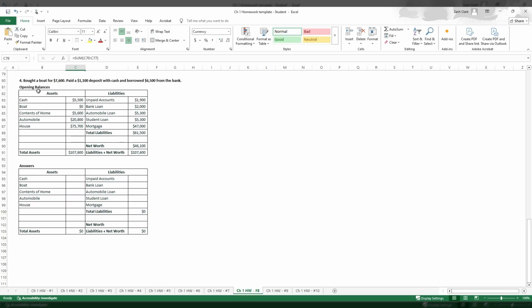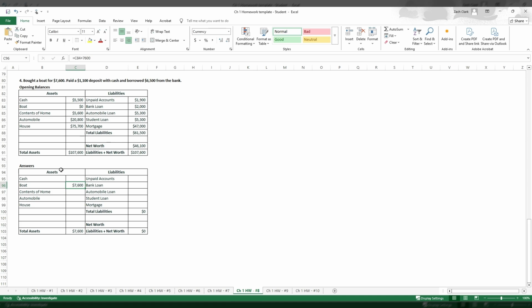Okay, our final transaction, number 4, we bought a boat for $7,600, paying a $1,100 deposit with cash and borrowing $6,500 from the bank. Okay, so this has a few different transactions going on. We bought the boat, and the boat cost us $7,600. So the boat account was 0. I guess I'll do it just to maintain consistency. It was 0 to begin with, our opening balance, plus 7,600. So now it's at 7,600.